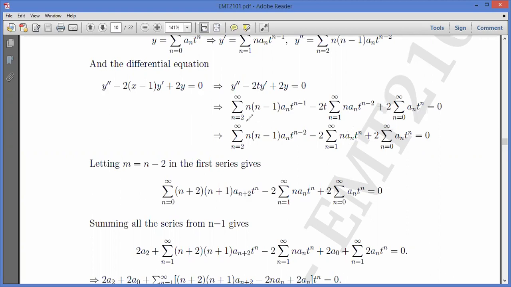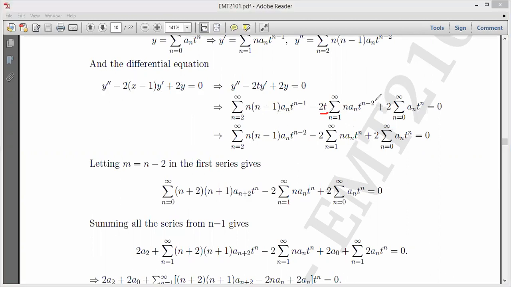Here, same story. We differentiated it twice. You substitute those derivatives there. The 2t, this t goes inside here. You see that t? We take it inside. When you take this t inside, remember this is t to the n minus 2. This is t to the power 1. You multiply that by t to the power 1. This becomes t to the power n minus 1. That is what it becomes.